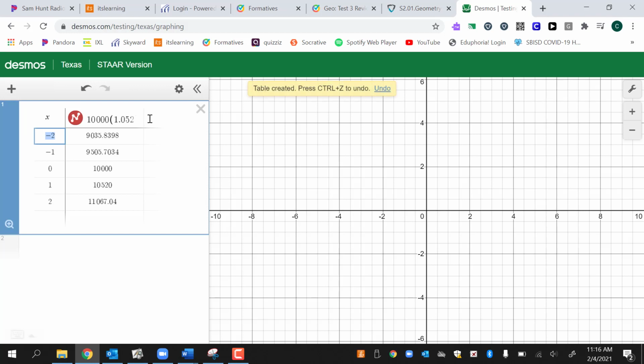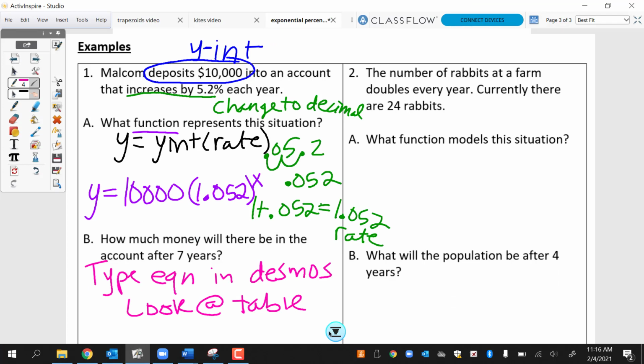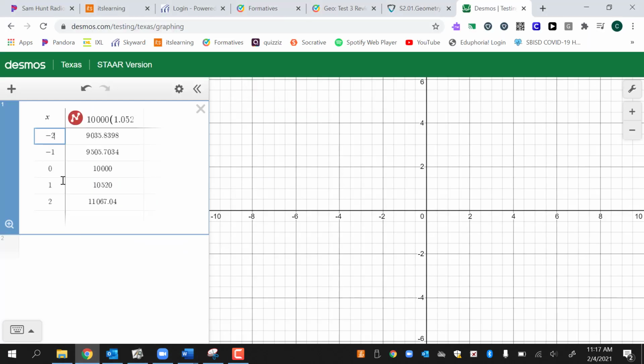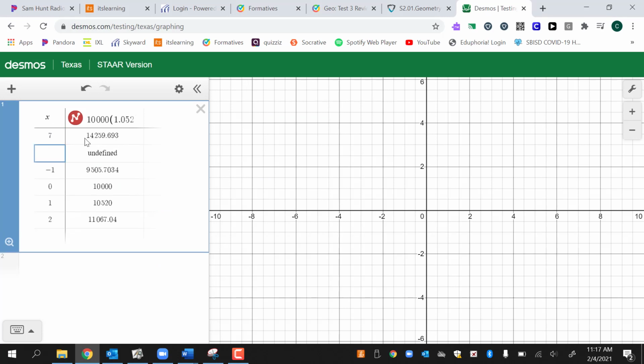I push the picture of the table. So here's a table. Great. What do I want to know from this table? I want to see 7 years. So I'm looking at the table and I'm going to type in 7 because it said 7 years. So over here in the X, I'm typing a 7. And what did it say over here? Because that is what I'm going to write as my answer.